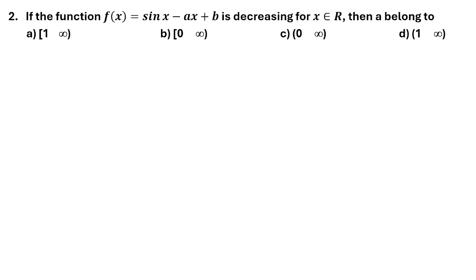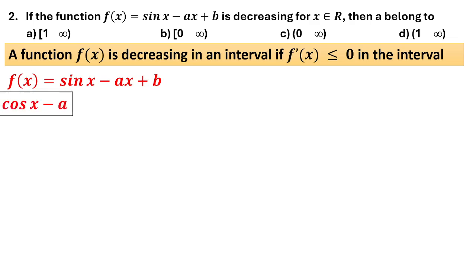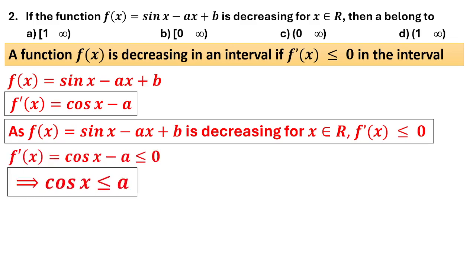If the function is decreasing, then a belongs to. Now, we have to recollect what will happen if a function is decreasing in an interval. First derivative is less than or equal to 0, or less than 0 if it is strictly decreasing. Then let us take f of x and differentiate it. Now you have been given that it is decreasing, therefore f dash of x is less than 0. For cos x minus a less than 0, therefore cos x is less than or equal to a.